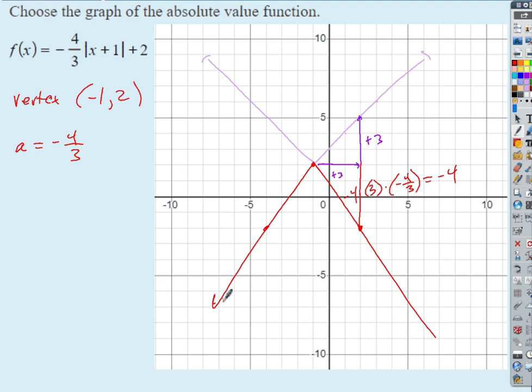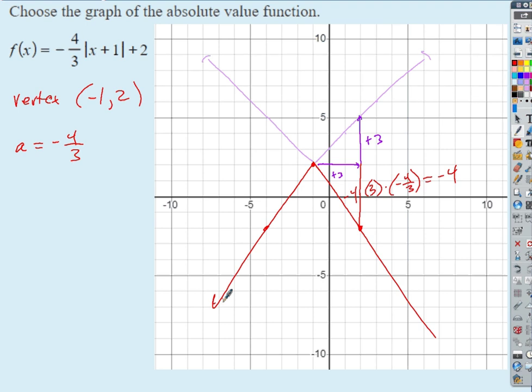But to go up by 3 on an absolute value function, how far do I have to move to the right? To go up by 3, I have to move right by 3, right? So instead of going over 3 and up 3, we're going to go over 3 and we're going to multiply that 3 times negative 4/3 to give me a negative 4. So that's telling me that that's dilating that point is all it's doing.